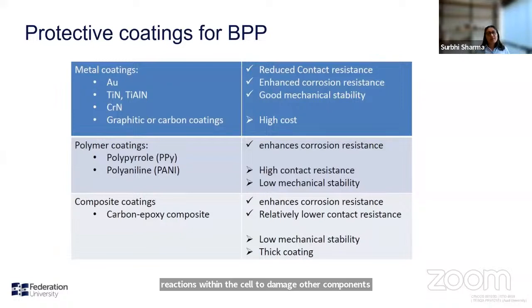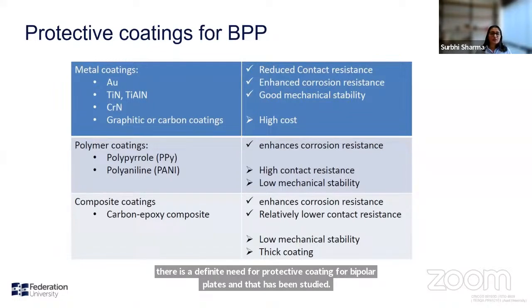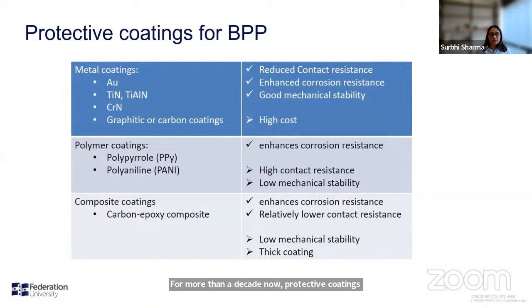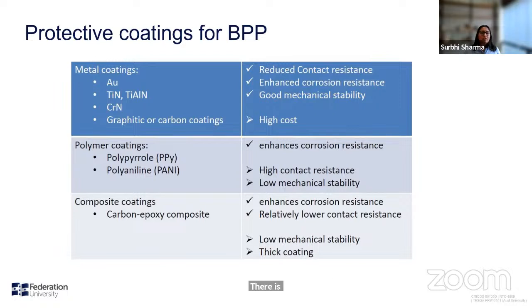So there is a definite need for protective coatings for bipolar plates, and that has been studied for more than a decade now. Protective coatings of different materials have been explored. These include metallic coatings as well as polymeric coatings. Metallic coatings, of course, have the advantage of mechanical stability to quite an extent, but they can be costly. There is the scope of having thin nano-layered coatings, depending on the method that can be used for coating development.